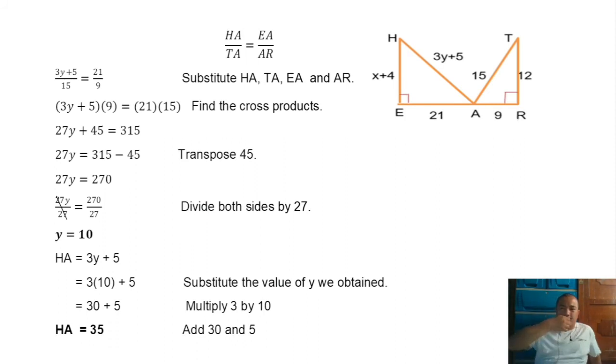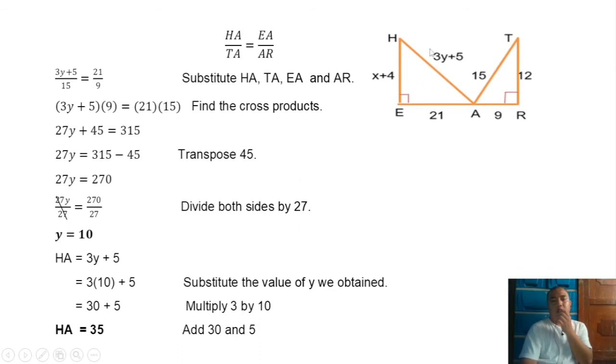HA over TA is equal to EA over AR. That's right. So our equation will be (3y + 5) over 15 is equal to 21 over 9. Then by cross multiplication, (3y + 5) times 9 is 27y + 45 equals 21 times 15, 315. 315 minus 45, 270, divided by 27, is equal to 10.